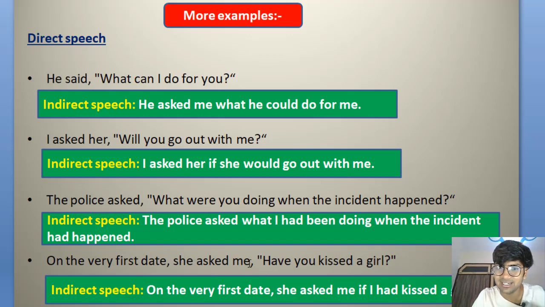This question has been asked to me, right? "Have you kissed" becomes "had kissed", simple past to past perfect. If I had kissed a girl, all right? She asked me if I had kissed a girl. Simple. Now, I hope you've understood this.